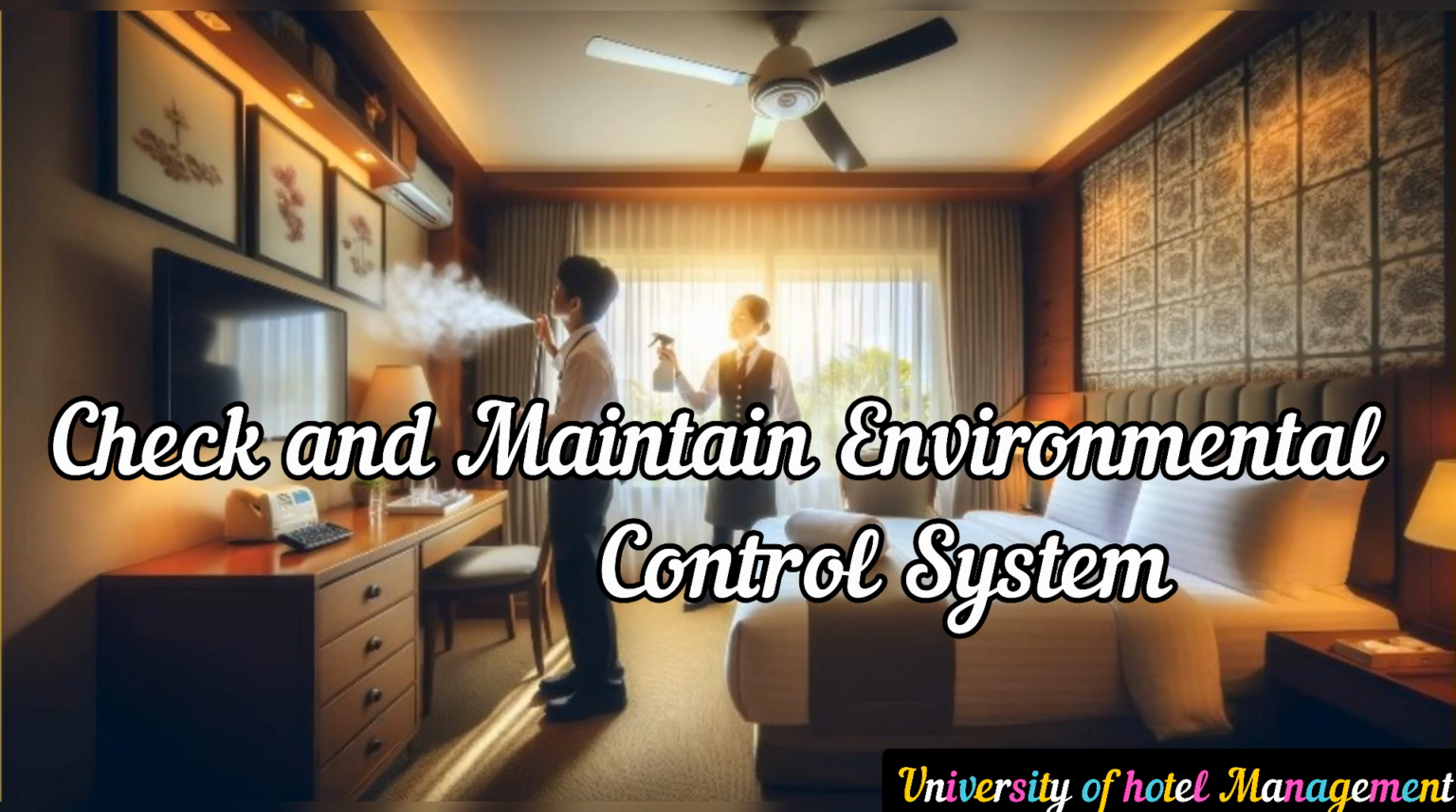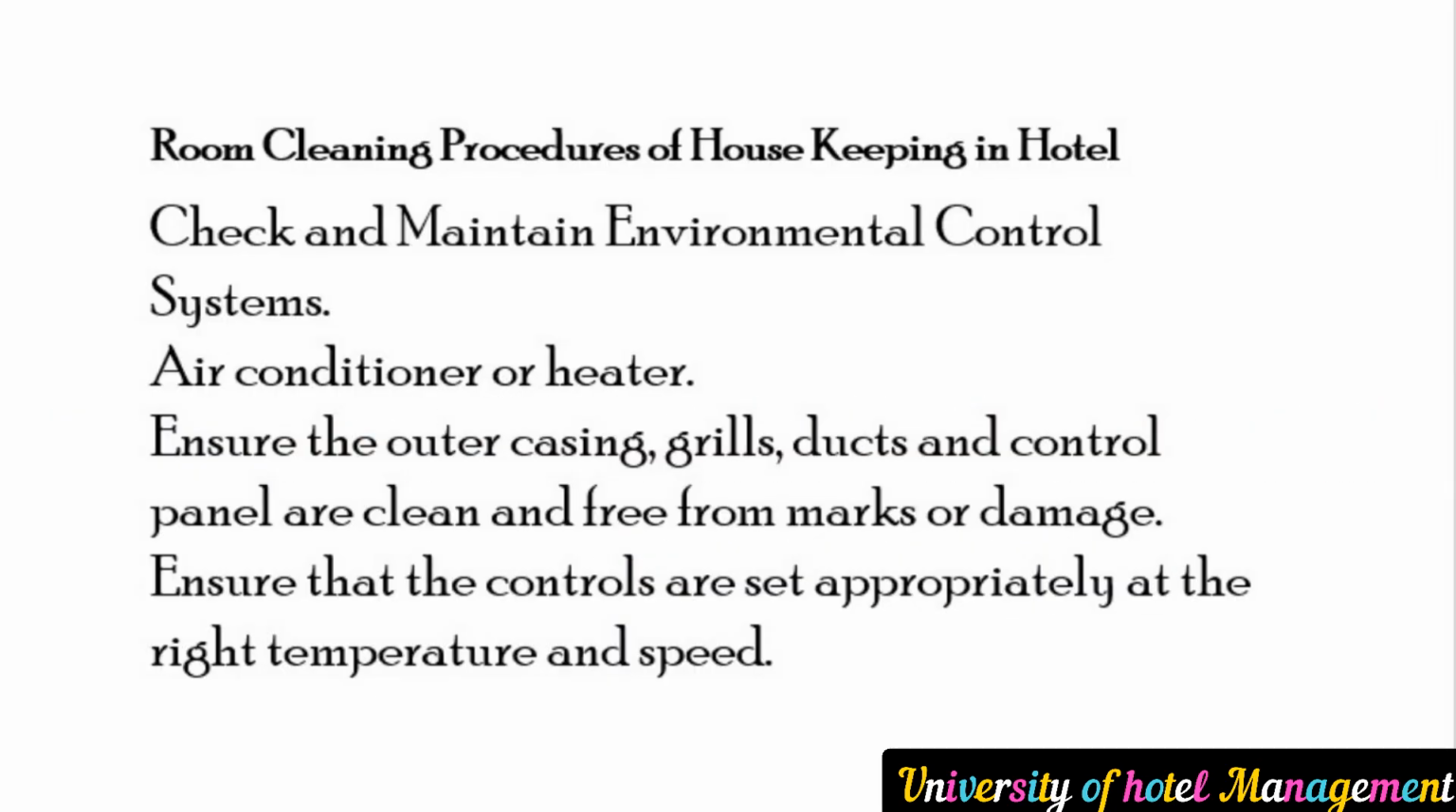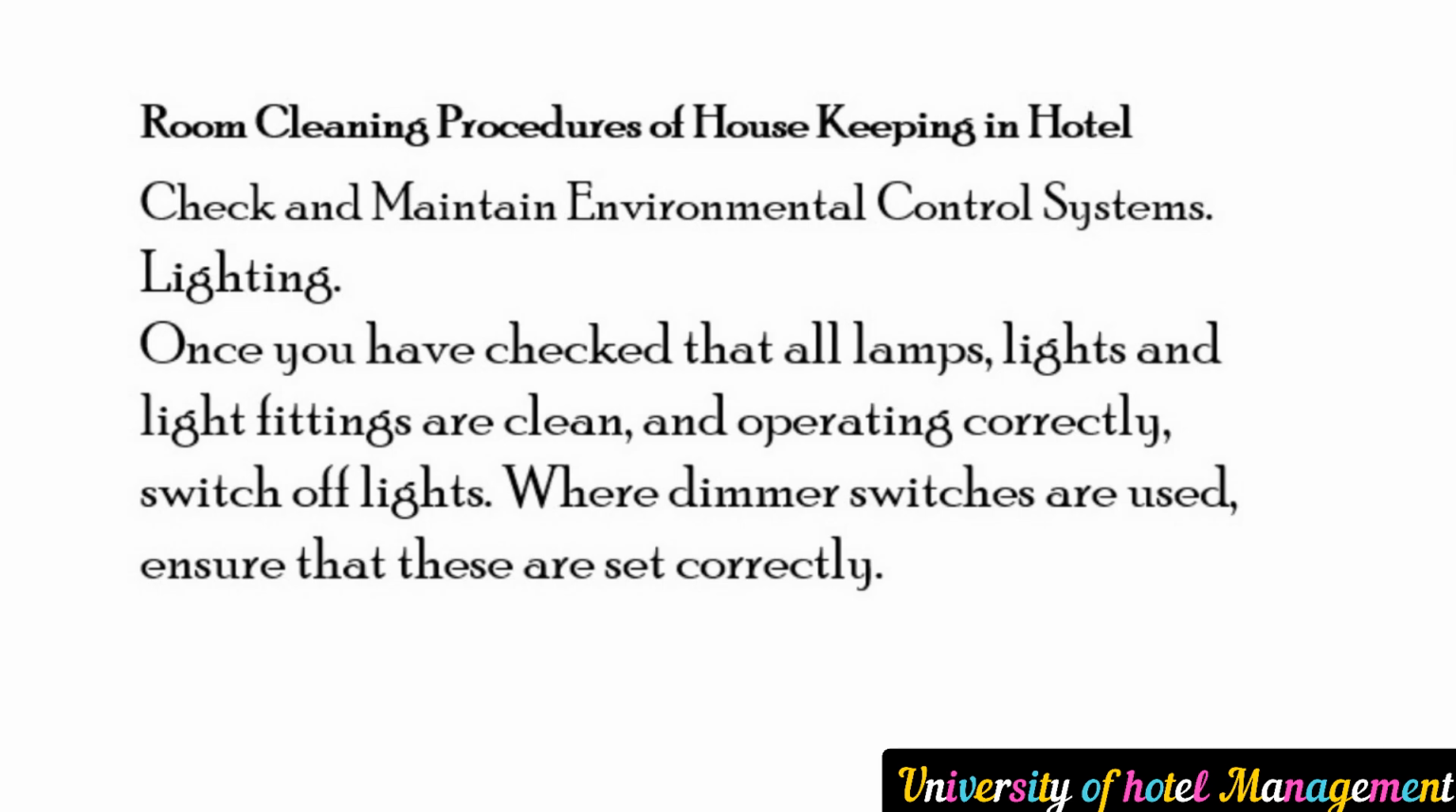Check and maintain environmental control systems. Air conditioner or heater. Ensure the outer casing, grills, ducts and control panel are clean and free from marks or damage. Ensure that the controls are set appropriately at the right temperature and speed. Lighting. Once you have checked that all lamps, lights and light fittings are clean and operating correctly, switch off lights. Where dimmer switches are used, ensure that these are set correctly.